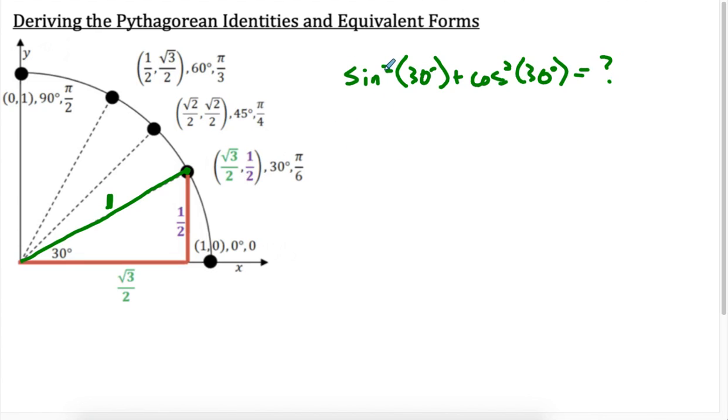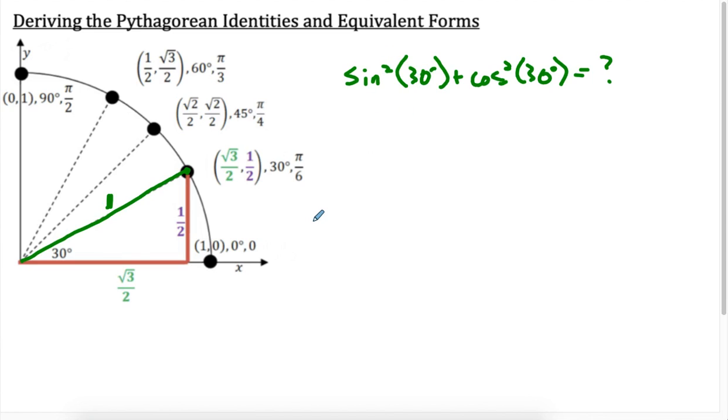Now, I should mention another convention. Whenever we're squaring a trig function, or any exponent for that matter, we put the exponent right here in between the name of the function and whatever we're taking the function of. It looks kind of strange, but that's just the convention.